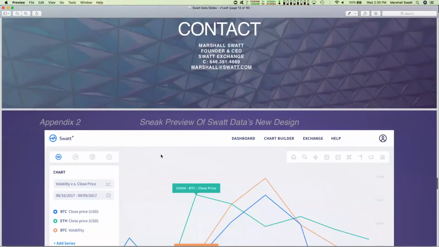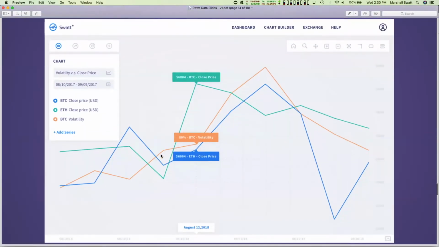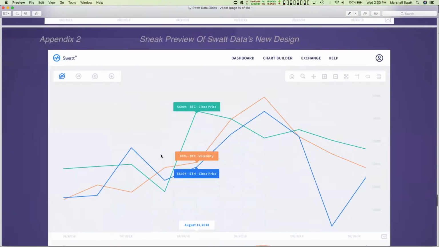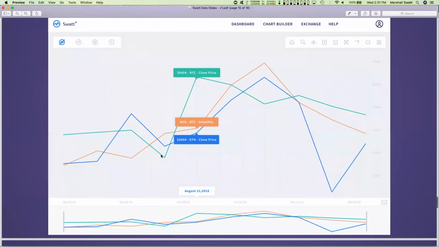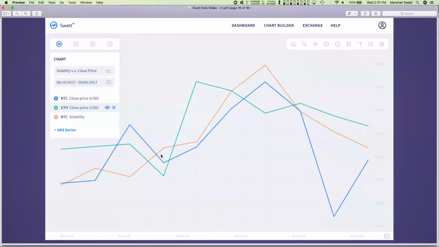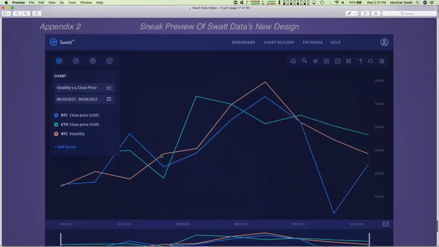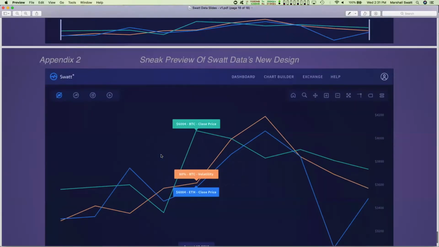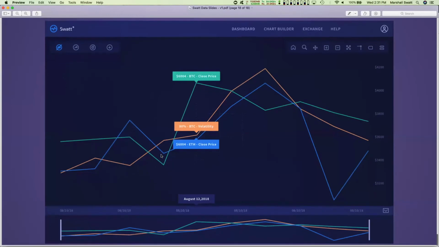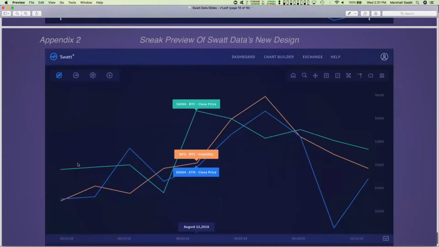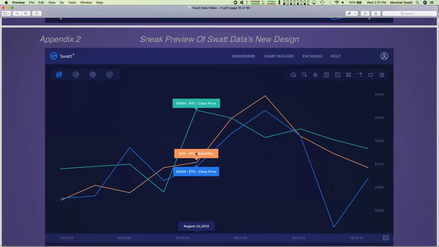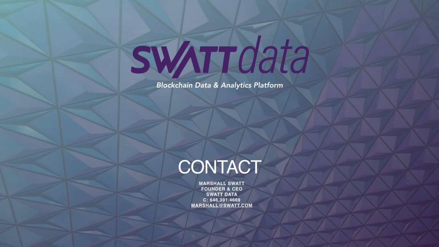As a little teaser, I just want to show you a preview of what the new upcoming version of the Swatt Data interface is going to look like. These are some screenshots of the new design that effectively are just going to make it more robust, easier to use, more user-friendly with different color schemes and color scheme views, and the ability to display and hide different elements to give users maximum view of the data itself.